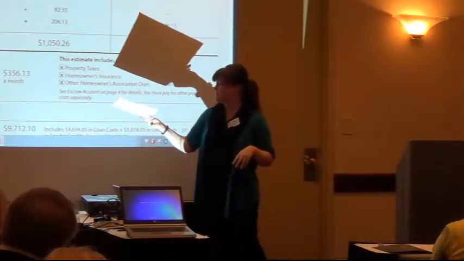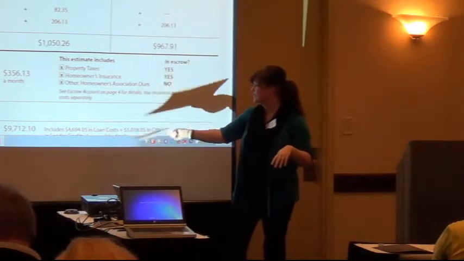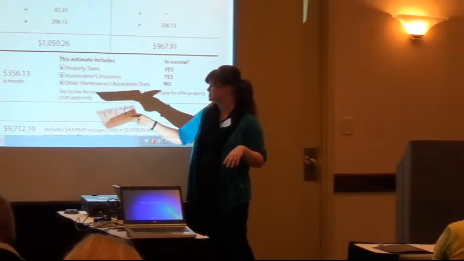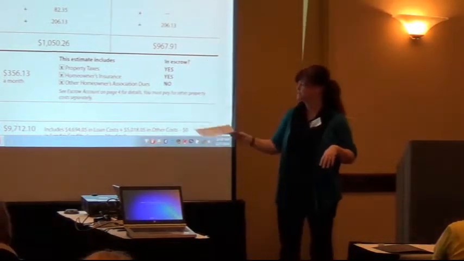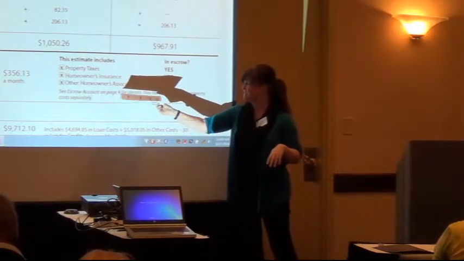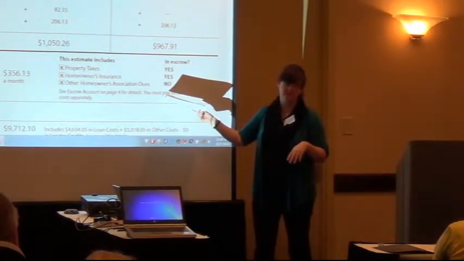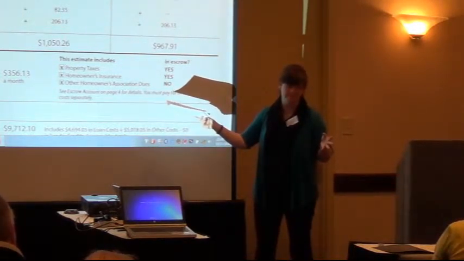But it tells them amount can increase over time, see page 4 for details. So it says this is what your average cost per month is going to be for these items: property taxes, homeowner's insurance, and then it says, is it in escrow? So it's saying yes to property tax, yes to homeowner's insurance. This is other, it says HOA dues, and it says no, this is not in escrow. So it's letting the consumer know that even though it's not in escrow, it's still part of their monthly fees that they need to worry about paying.